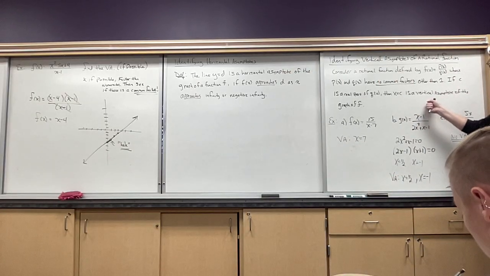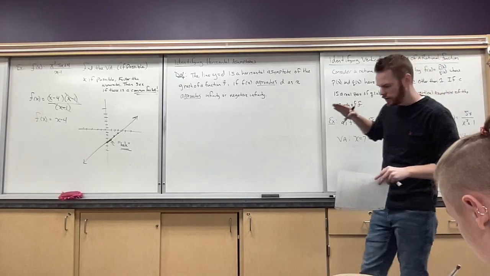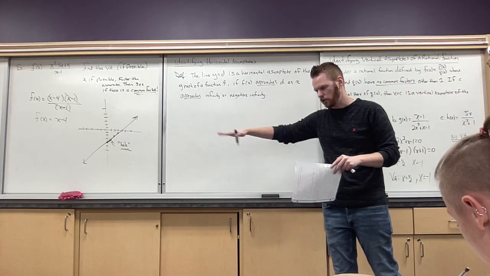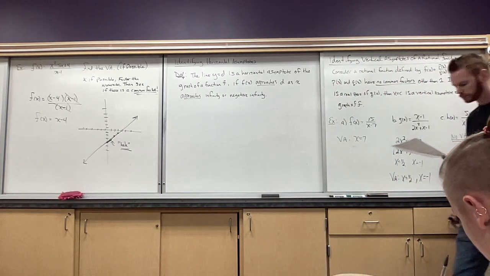So it's the same situation with this. We don't have to worry about common factors for horizontal asymptotes, okay? So we won't have any holes like that. But what we're trying to figure out is as the graph goes to infinite, like either negative or positive, what's the line tend to go to? Okay? Is there a number that it approaches?